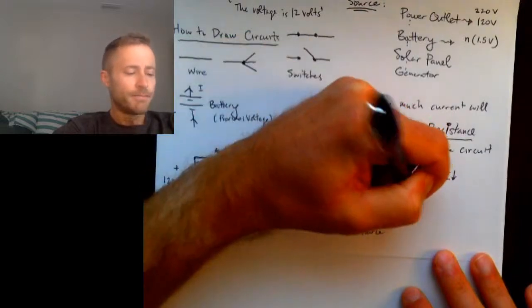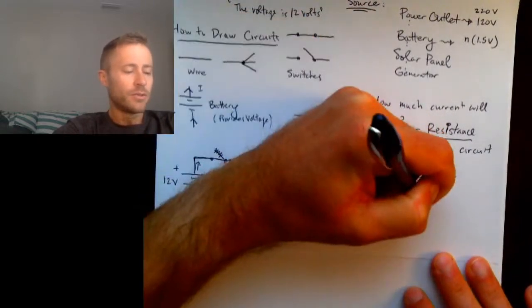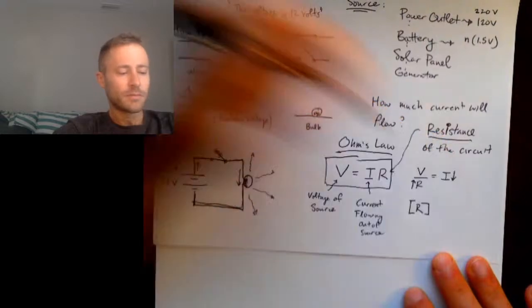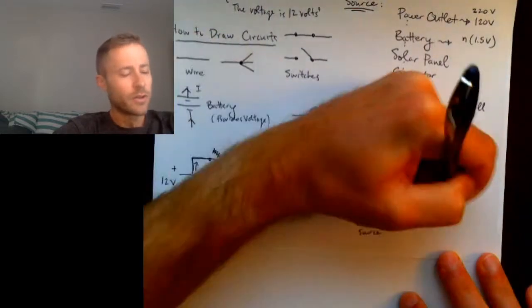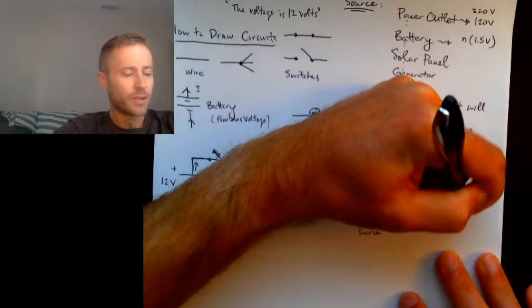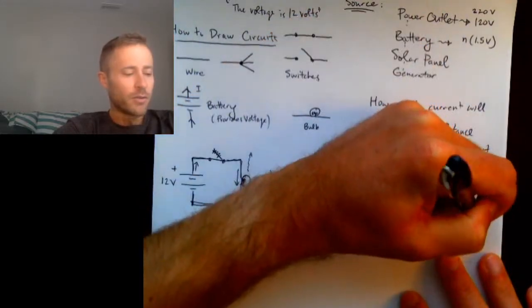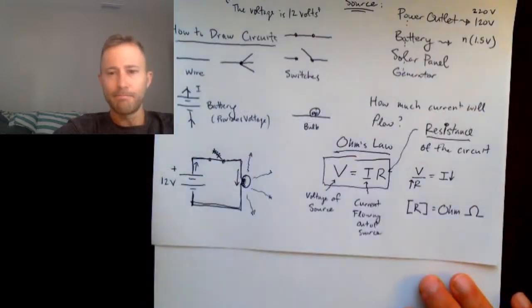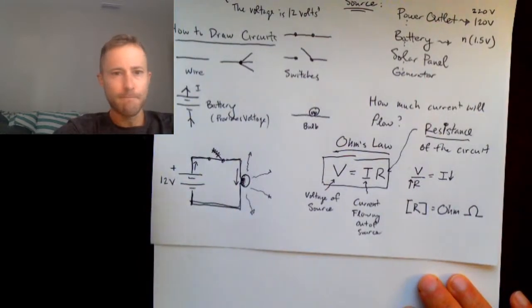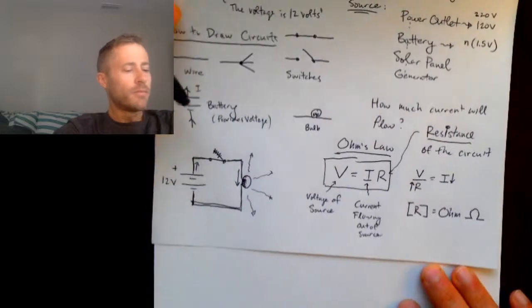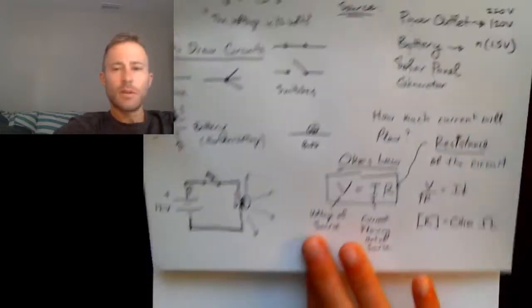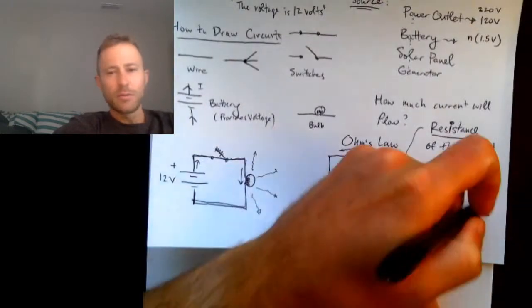The unit of resistance is called the ohm, OHM, which is represented by the Greek letter omega. Okay? So that's a capital Greek letter, omega.